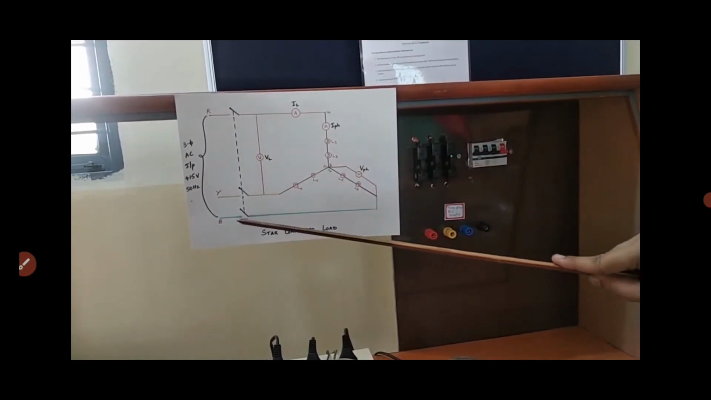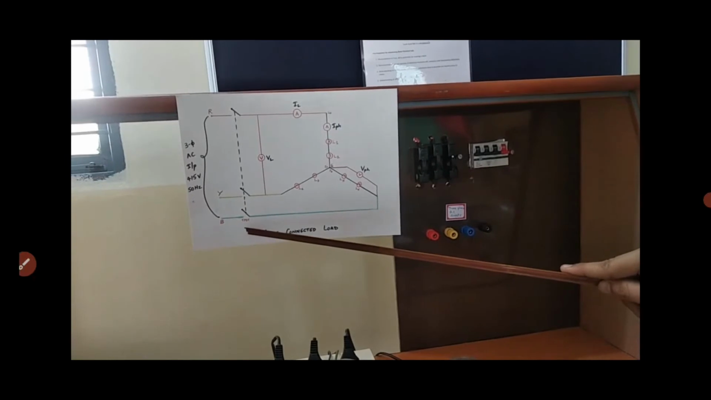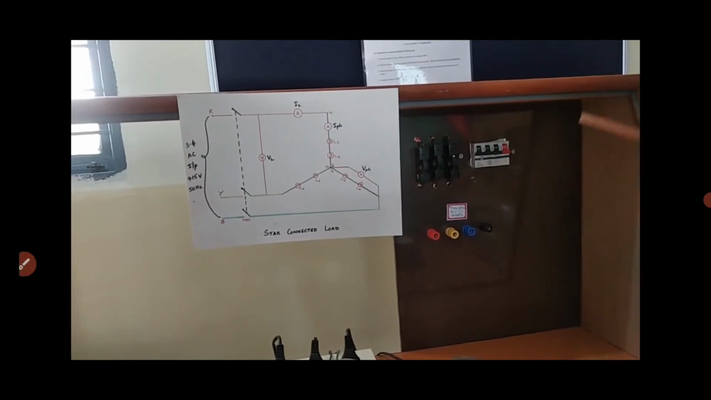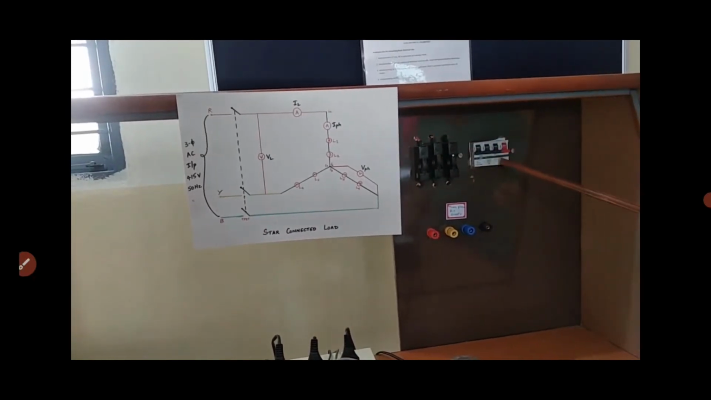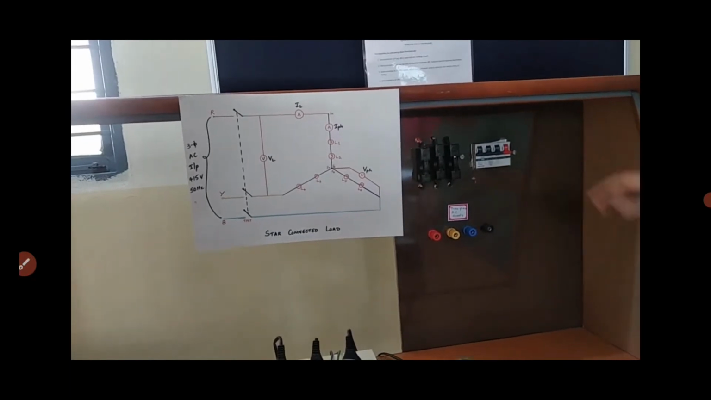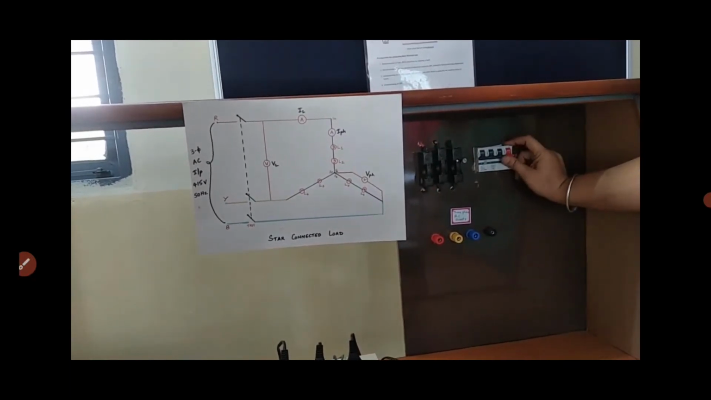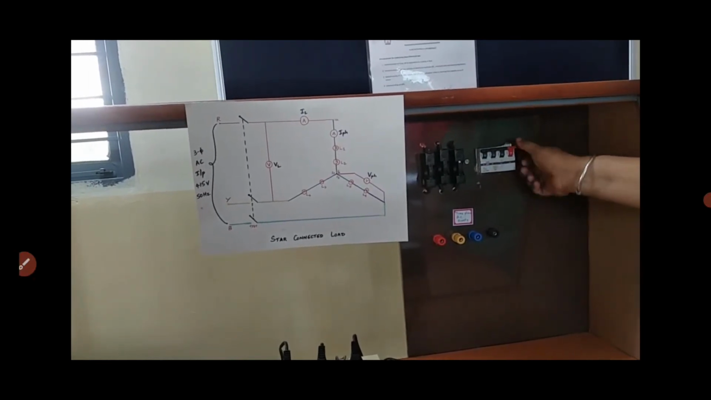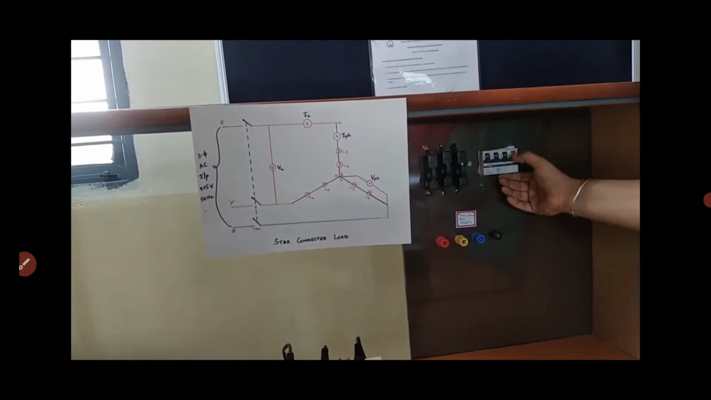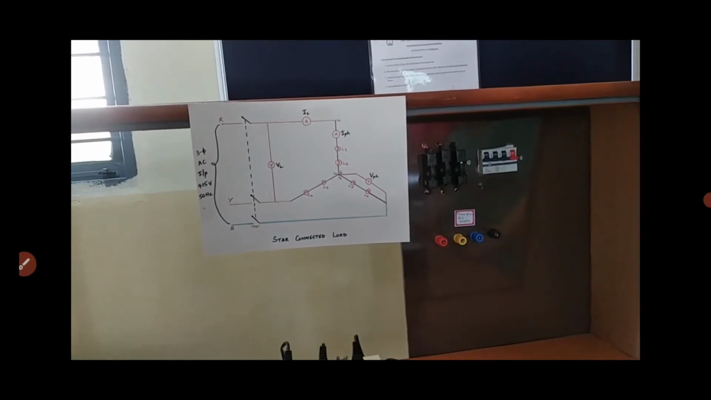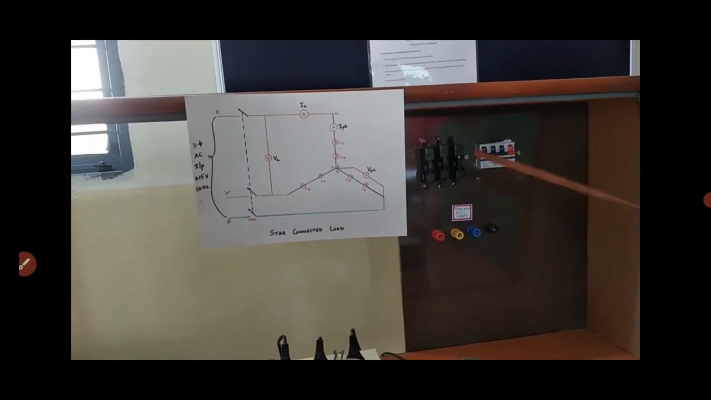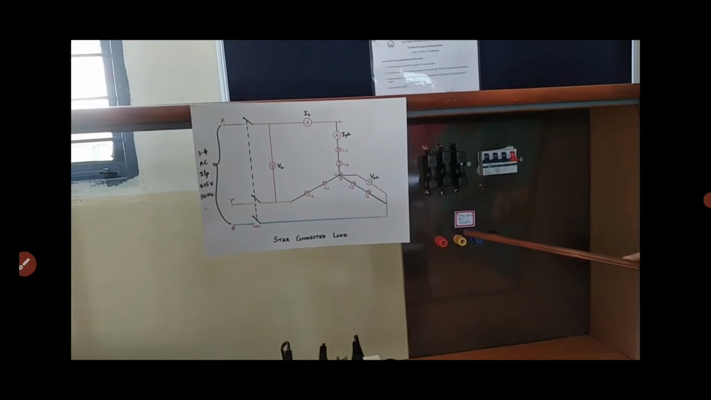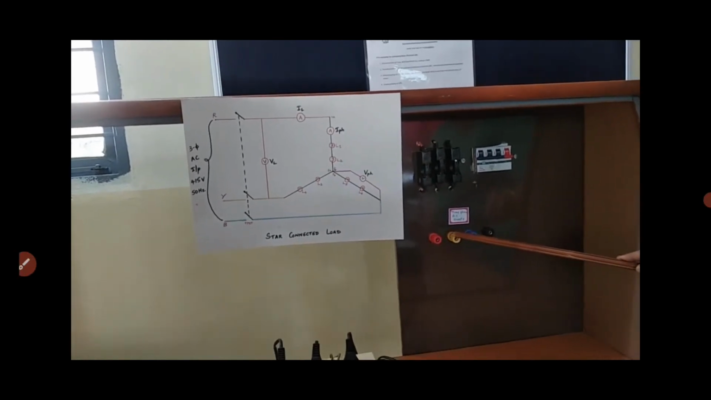This is the TPST, which means triple pole single throw switch. This is the one which operates the movement of one switch. By moving one, we can operate all three switches. And this is the fuse for protecting the circuit.